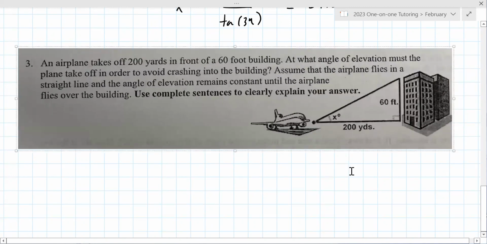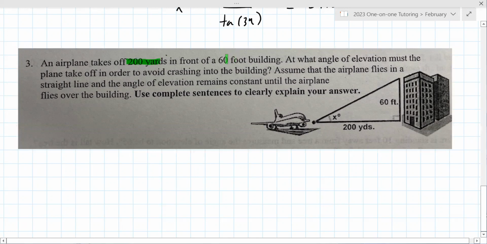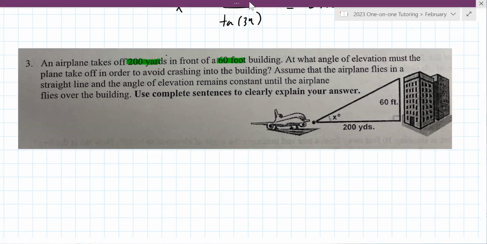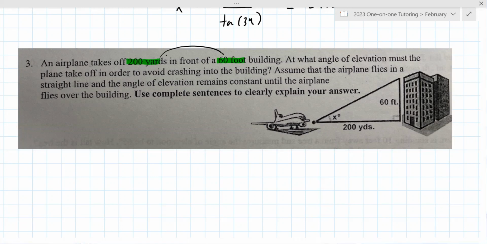All right. Airplane takes off 200 yards in front of a 60-foot building. So here's an immediate problem that I notice. Have you taken chemistry yet? Yeah, I'm taking it this year. Taking it already. Okay, so there's a conversion problem. One's in yards, one's in feet. Okay, that's bad. They have to match. You can't mix units. If you play sports, you know all about that.